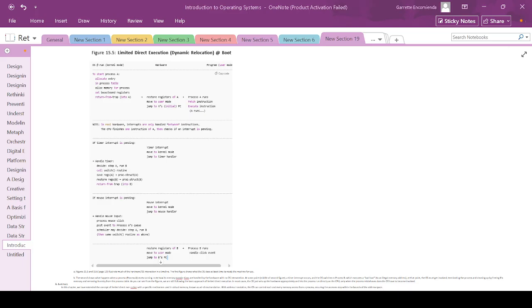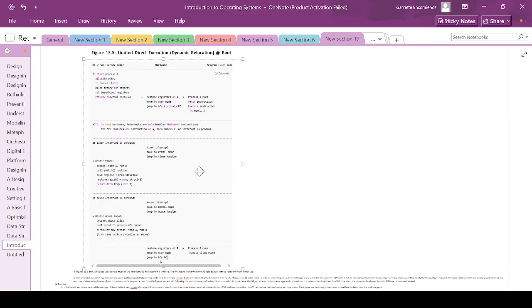So if the timer interrupt is pending, move to kernel. So after the process runs, we use the timer interrupt, we move to kernel mode again, jump to the timer handler, and then the OS will handle the timer. It decides to stop A, run B, and calls the switch routine. It will save the registers and the base and bound registers to A's process structure, and then restore B's registers and base and bounds from its process structure, and then return from trap into B.